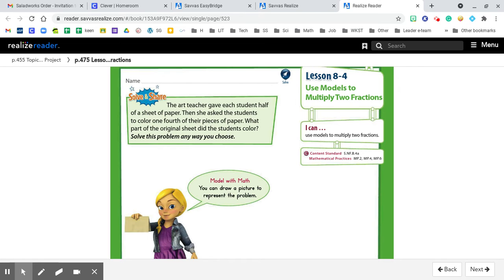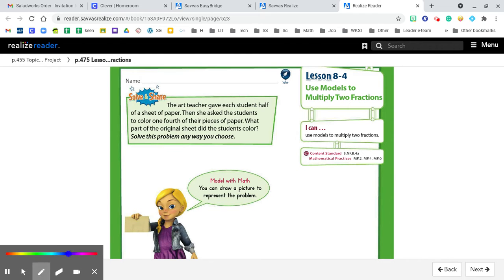Lesson 8-4, use models to multiply two fractions. Solve and share. The art teacher gave each student half a sheet of paper. Then she asked the students to color 1/4 of their piece of paper. What part of the original sheet did the students color? Solve the problem any way you choose.